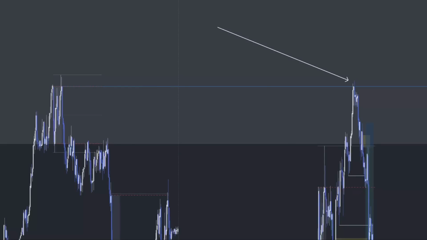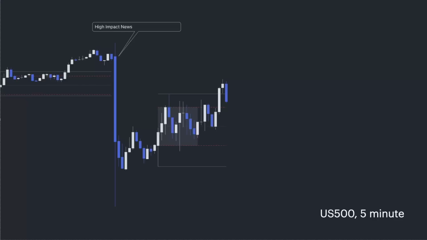Also, something I wanted to point out was the very top of this move here lined up exactly with the IDR high from a previous day. I wonder if these levels are important. Next example, US 500 5-minute chart. Also a high impact news day.